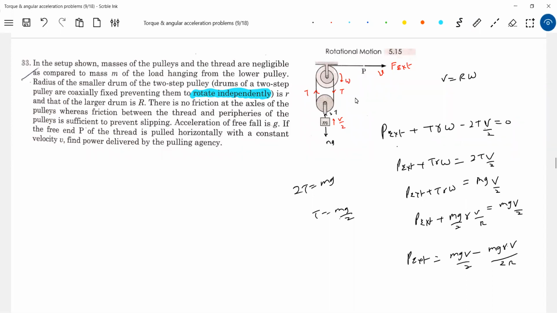I'll put it once again. You can see that the end of the rope is pulled with a constant speed. So therefore, the block will ascend with a velocity v by 2. That's one. Then tension T and T, so 2T should be equal to mg. So T equals mg by 2. This is the one thing.